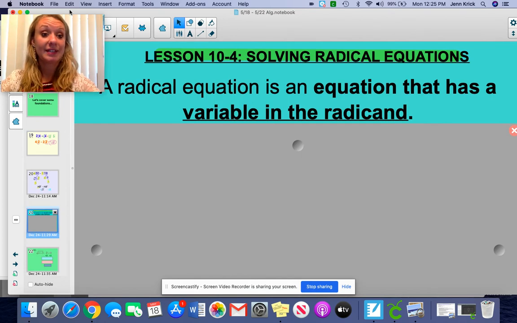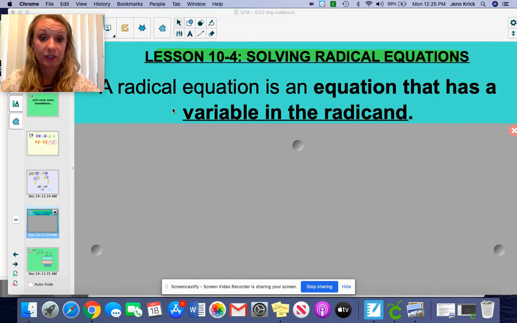Now we're really diving into lesson 10.4, which is solving equations with radicals. A radical equation is essentially an equation that involves a radical, or when you have a variable underneath your radical sign within your radicand.